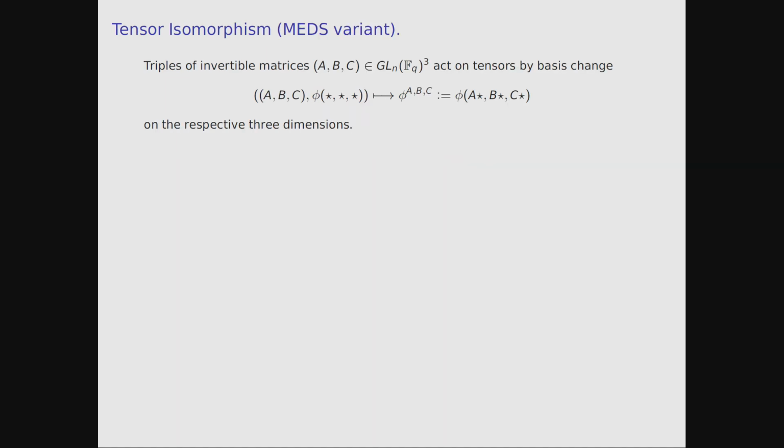So what's an isomorphism? We will look at two kinds of isomorphisms. The first one underlies MEDS. Here, a triple of invertible matrices acts on a tensor, and it maps it to another tensor. This new tensor is going to be denoted by phi ABC. How is it defined? All you do is take the three inputs, multiply them on the left by the corresponding matrices in each dimension, A, B, and C, and then apply the tensor phi. This is a perfectly good trilinear form because everything is linear.